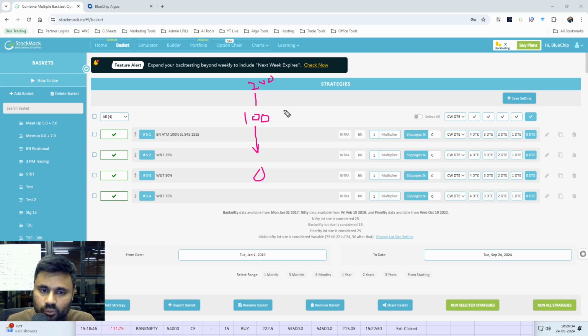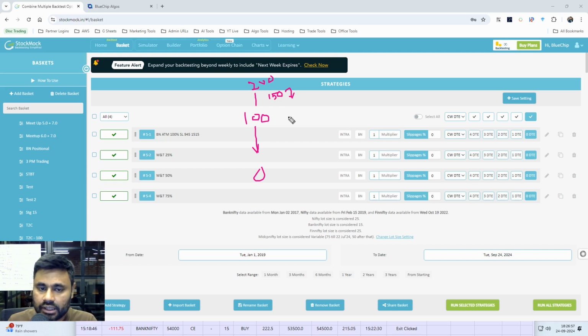Now, so many people, if it goes to, let's say, 150, that is when they start to add more quantity when they are in losses, because they want to bring the average price from 100 to 125. So if the market takes a U-turn, they think that it's easy for them to get out of that position.